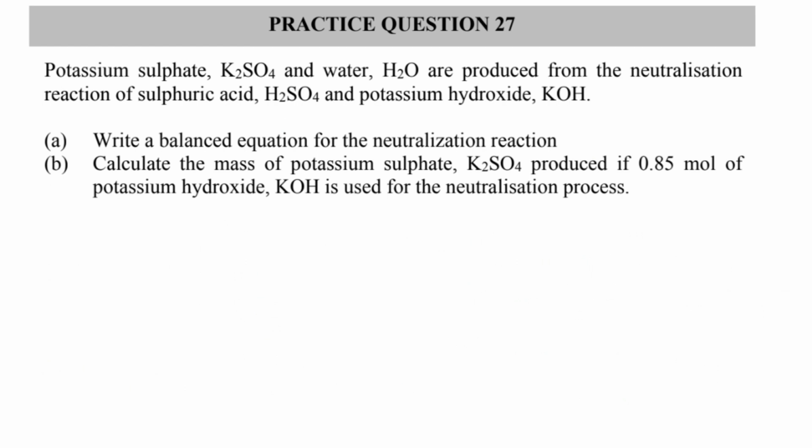Okay, there is more. Question 27. Write a balanced equation for the neutralization reaction. Neutralization, we know, is a reaction between an acid and a base. So the acid H2SO4 and the base KOH produce K2SO4 plus water. So balance: 2K, 2K, then hydrogen, sulfur 1, so 2 water.